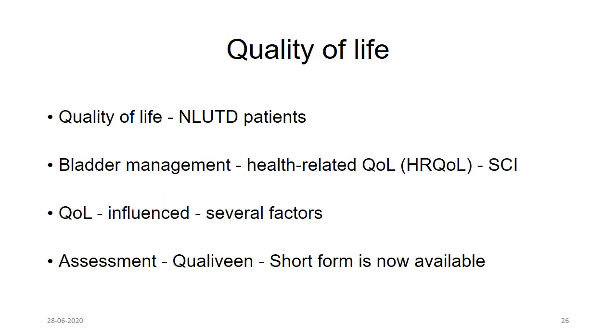And regarding the quality of life, it is a very important aspect in the management of neurogenic bladder patients in spinal cord injury. The type of the bladder management may influence the health-related quality of life in patients with spinal cord injury. Quality of life actually is influenced by several factors like family support, adjustment and coping ability of the patient, then productivity, then self-esteem, financial stability, education level, physical and social environment, etc.